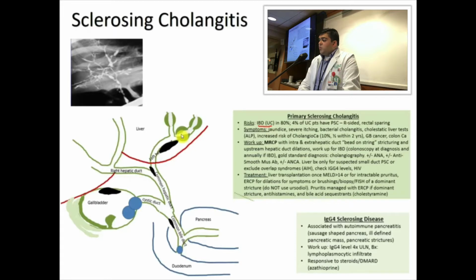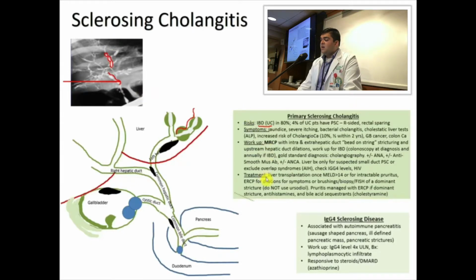To work them up, you're going to do an MRCP, and in this picture you can see a lot of intrahepatic and extrahepatic changes. It's going to look like beads on a string. There's stricturing, which you can see here, and there's also going to be some upstream ductal dilation, especially in the hepatic ducts. So like I said, you want to work up for IBD: do a colonoscopy at the time of diagnosis, and if they do have IBD, do it yearly. So, MRCP, and then you're going to check some antibodies. PSC patients can have positive antibodies.